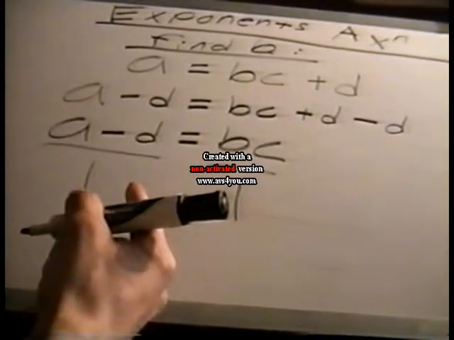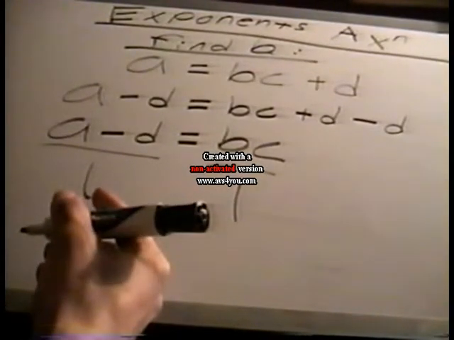Now, remember when I showed you we had a equals b plus c. Now, if we want to find c, we're going to have to add a negative b to both sides. And that's going to give us a minus b equals c. Now we found c.